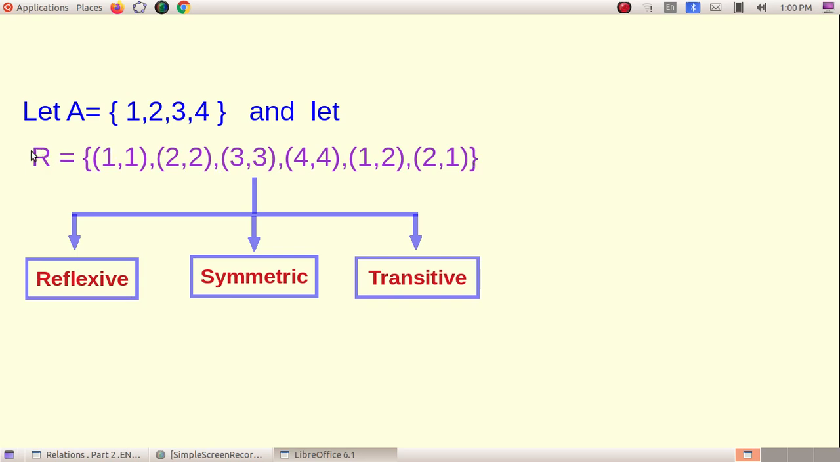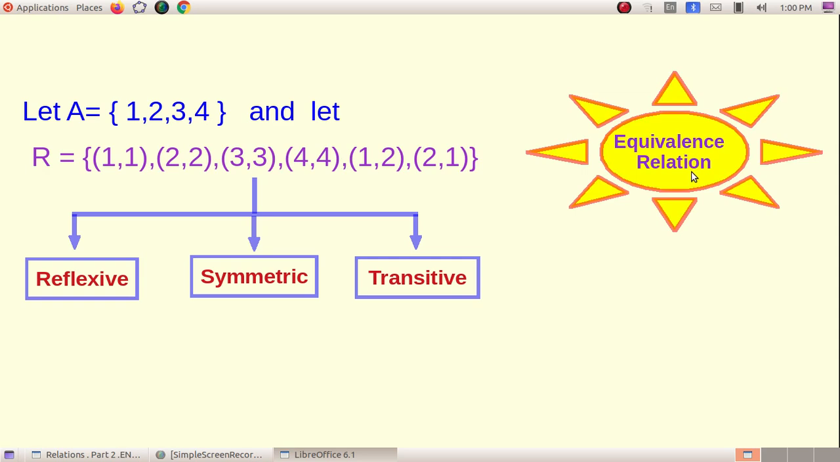Then this relation R is a reflexive, symmetric and transitive relation on the set A. Such relations are called equivalence relations. When we say that a relation is an equivalence relation, that relation must be reflexive, symmetric and transitive. Here the relation R is an equivalence relation on A.